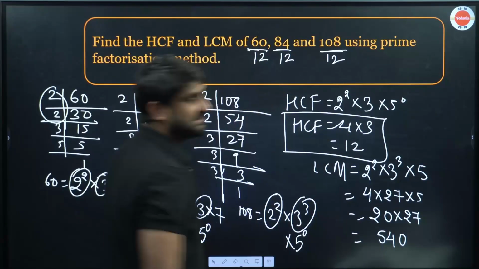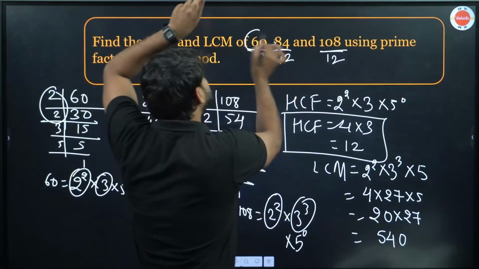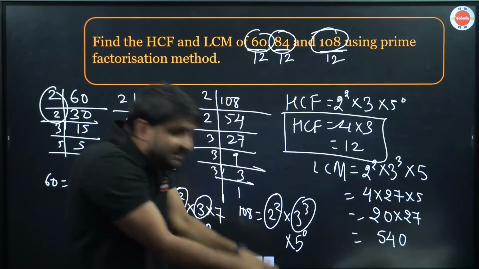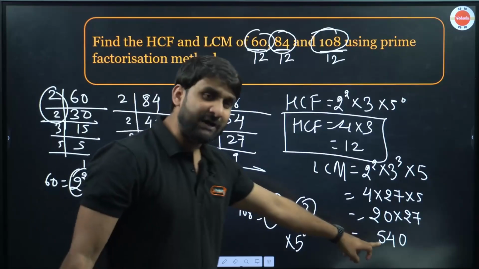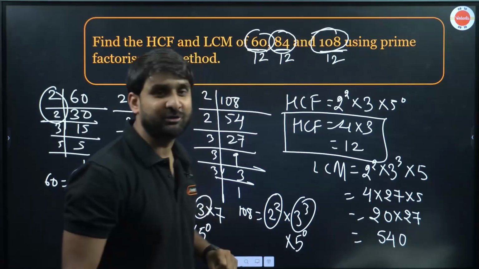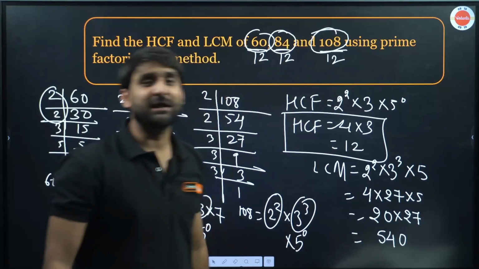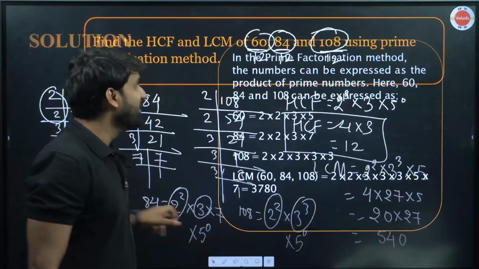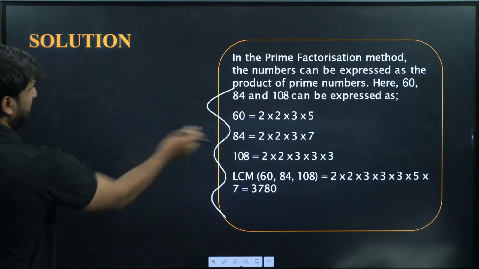So this is the LCM for this number. It means that this number can be divided by this also, and this also. This is because this is the lowest common multiple. It means 540 will come in the table of 60 also, in the table of 84 also, and in the table of 108 also. This is the LCM. Okay, there is a solution given here also. You can get the solution here.